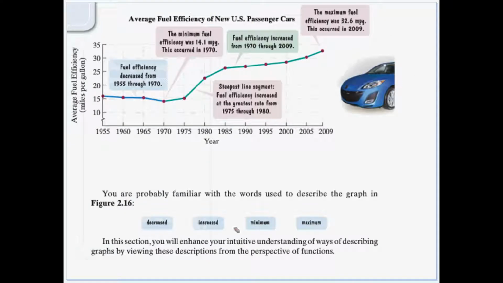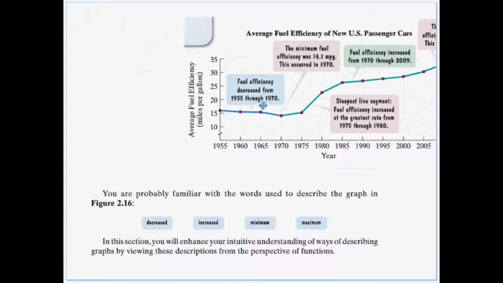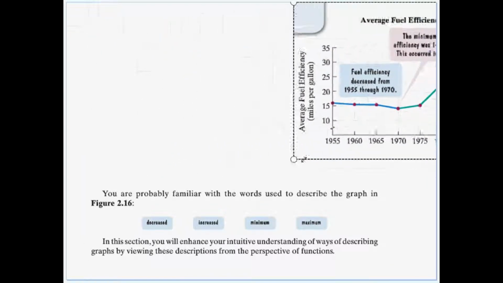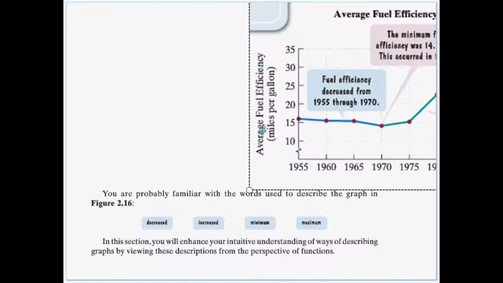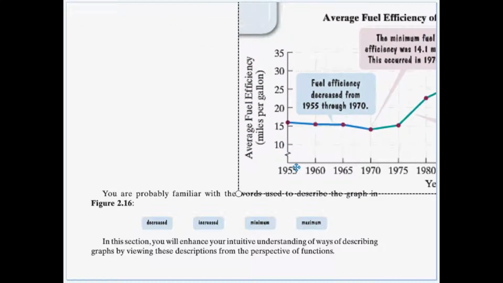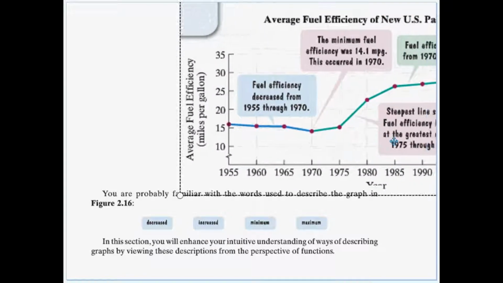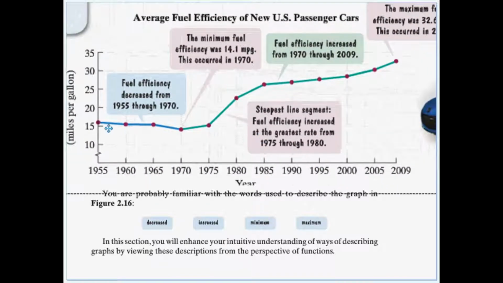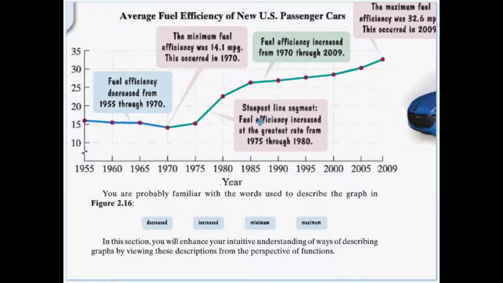So, here we got a graph, and this is just fuel efficiency in cars over the years. On the y-axis, our average fuel efficiency, miles per gallon. Across the x-axis is the year of manufacture for these vehicles. And we can see here it says fuel efficiency decreased from 55 to 70. We see the graph is going down slightly. Here looks like the bottom of a valley. It says the minimum fuel efficiency was 14.1. That occurred back in 1970.